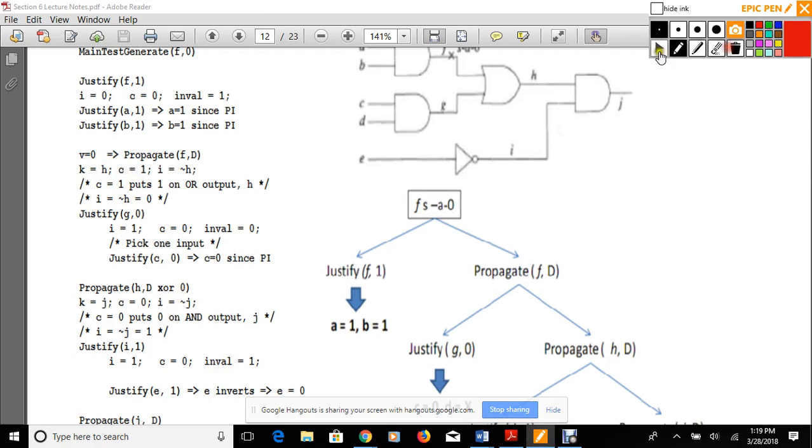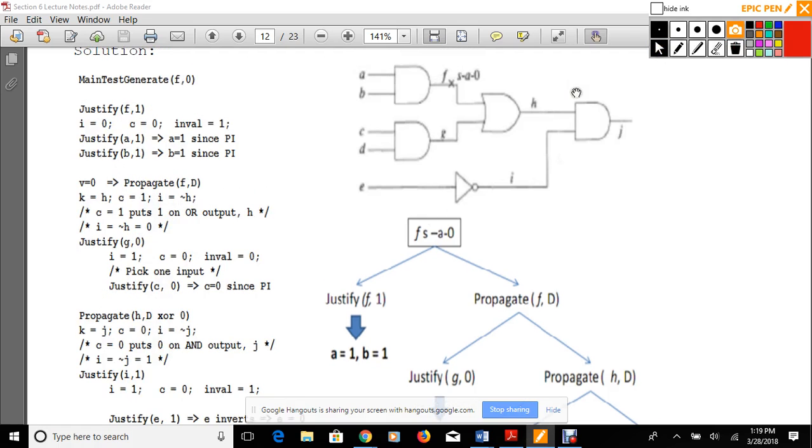And I is equal to not h. So c equals 1 puts 1 on the output. So we know the controlling value is 1 here, right? So if I have a stuck at 0 fault, what it means is that if I propagate D here, if I have a 1, well, it's going to put a 1 on the output, right? So that means whatever G is, G can't be a 1. G has to be a 0 so we can propagate D further.